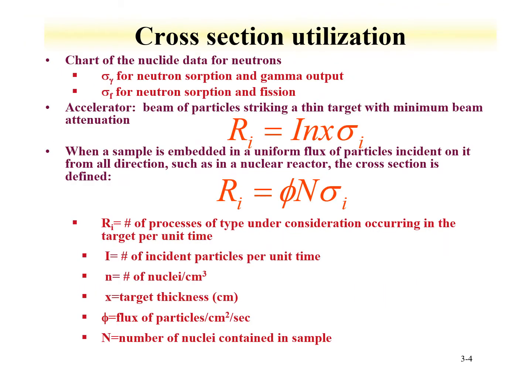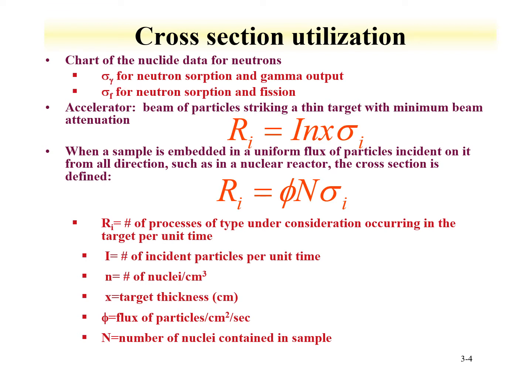So let's see how cross-section can be used in some reactions. The cross-sections that are in the chart of the nuclides are for neutron reactions, and the sigma that represents the cross-section will have a symbol next to it, a gamma or an F: gamma for just neutron capture, F for fission. We'll explain this in more detail when we discuss those different reactions.